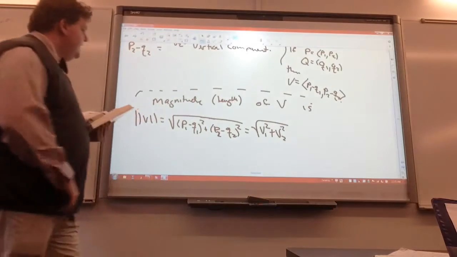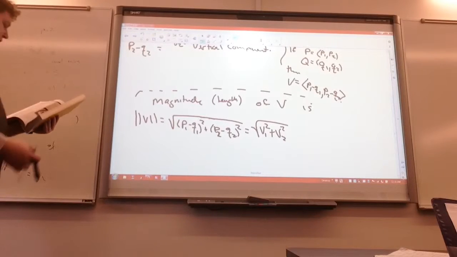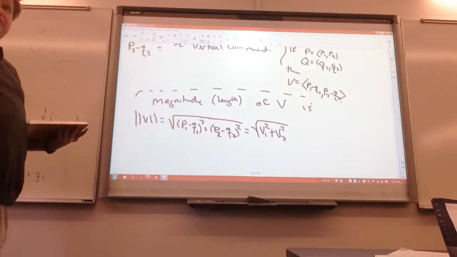Okay, so that's the magnitude. It's basically applying the Pythagorean theorem, if you will. If you think of these things, we'll draw it out again. We're going to look at an example of a vector here in a second, and you'll see how we get all these parts. Some basic terminology.